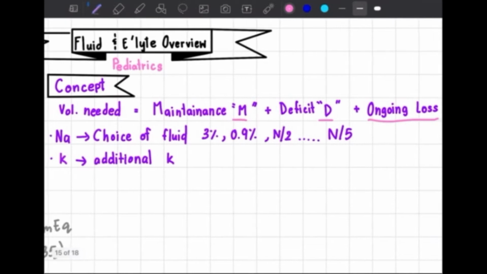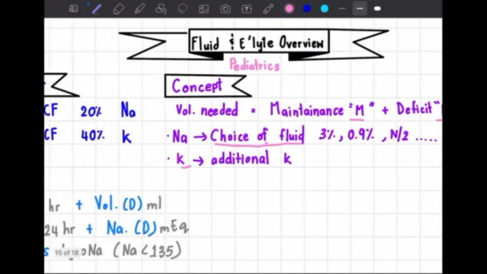The next thing you have to pay attention to is the sodium, because the sodium would indicate the choice of fluid we are going to use, especially in pediatrics where there are a lot of fluids like 3%, 0.9, D/N over 2 up till D/N over 5. And the last electrolyte we have to consider is potassium, but I am not going to be discussing potassium in this video.